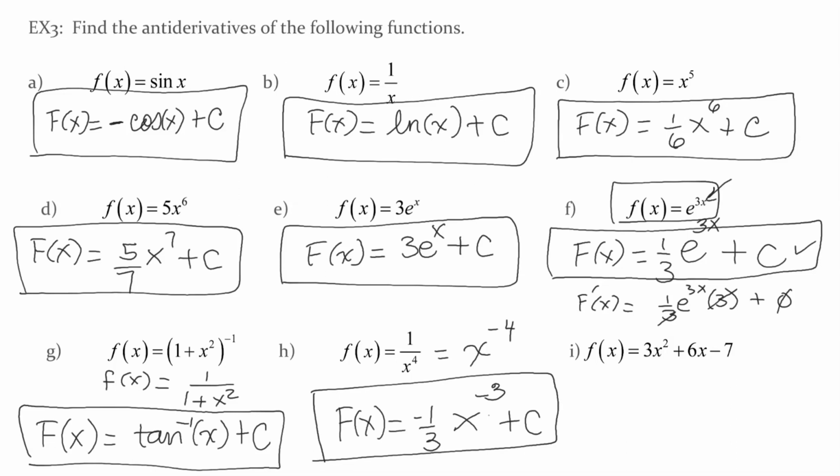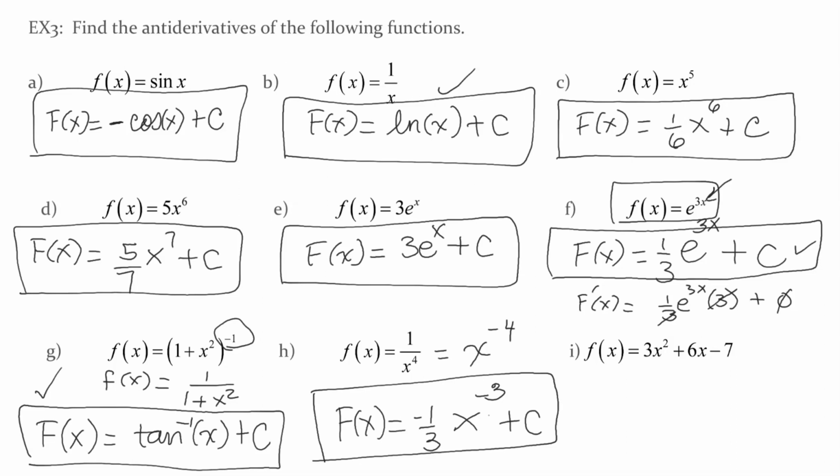Now, if it's anything other than the negative exponent 1, which would give you either this right here, which is log, or this right here, which is inverse tangent, we could rewrite it as a power function so that we can undo the power rule.